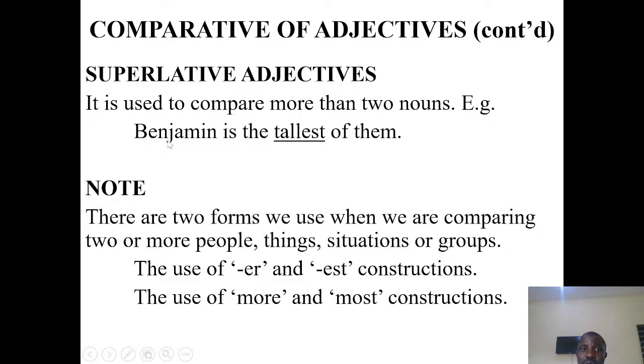So it is wrong for us to say Benjamin is the taller of them. We are comparing more than two, and you say Benjamin is the taller. Taller is only used for two nouns. It is also wrong to say Benjamin is the tall of them, because in that case, the adjective tall is not used to compare.